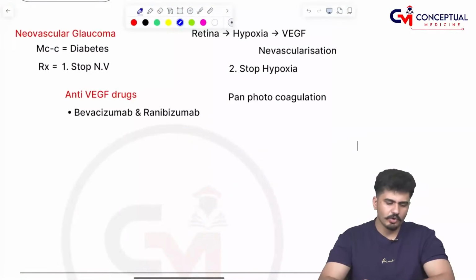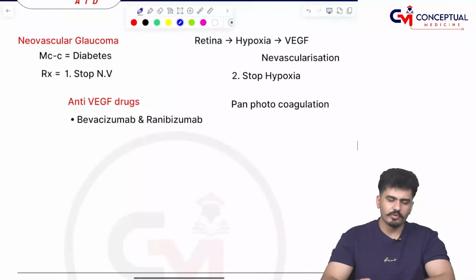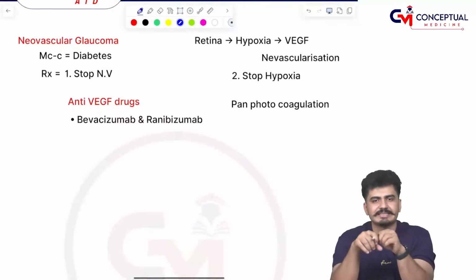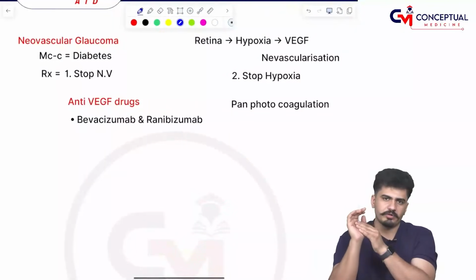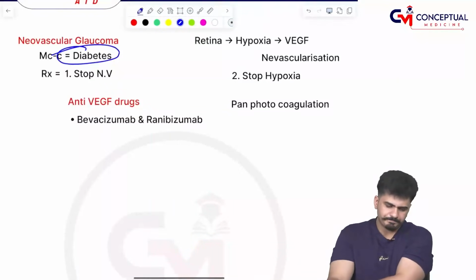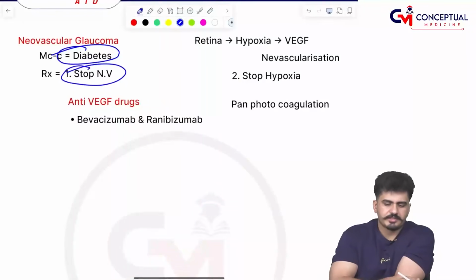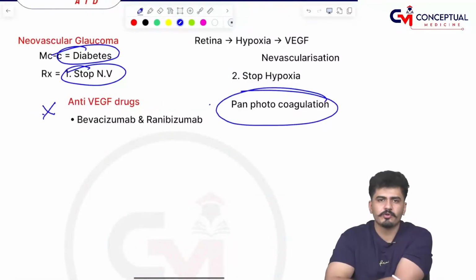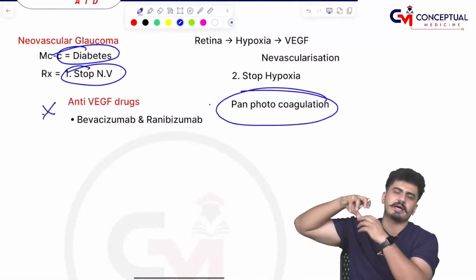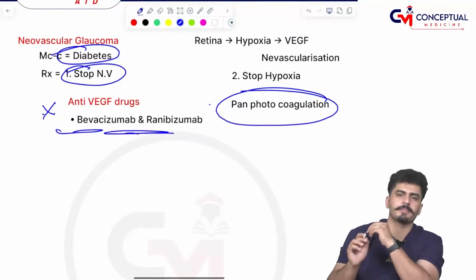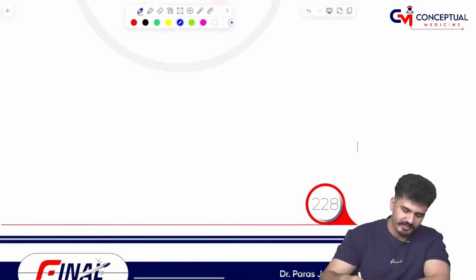Now the next topic is neovascular glaucoma. In neovascular glaucoma, new vessels are there which are obstructing the outflow, and because of that there is a lot of intraocular pressure inside. The most common cause of this is diabetes. First of all, we stop the neovascularization. How to stop the neovascularization? One is drugs, another is surgery. In surgery, you do pan-retinal photocoagulation, but anti-VEGF drugs are also anti-angiogenesis drugs, my dear friends. In anti-VEGF drugs we are going to learn about them, sir.